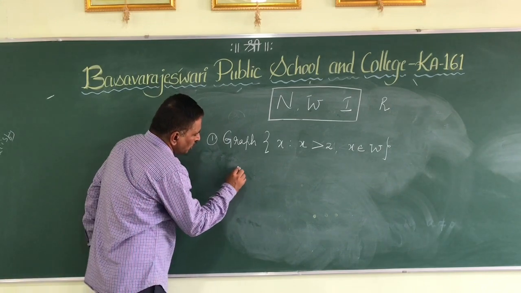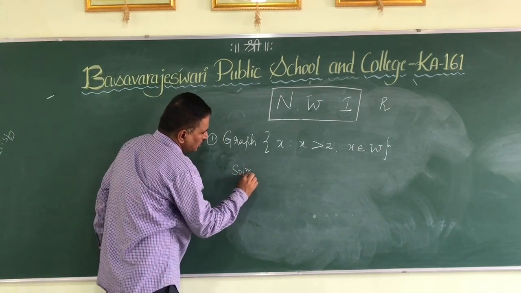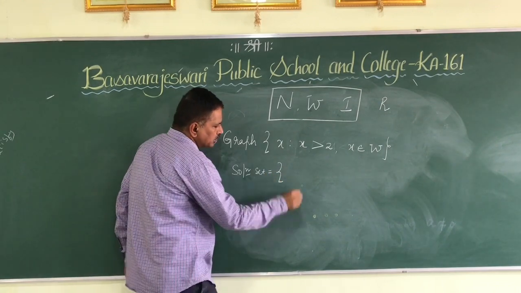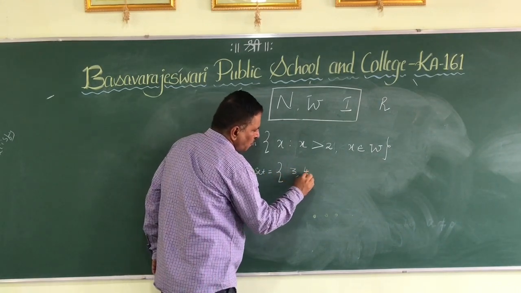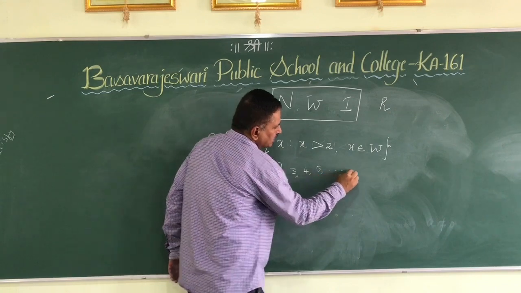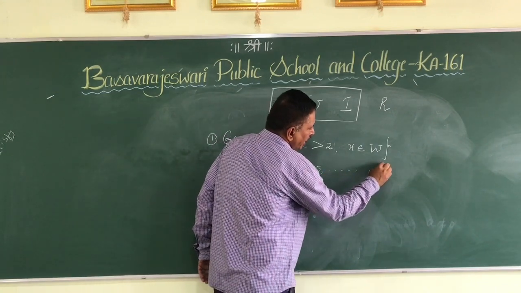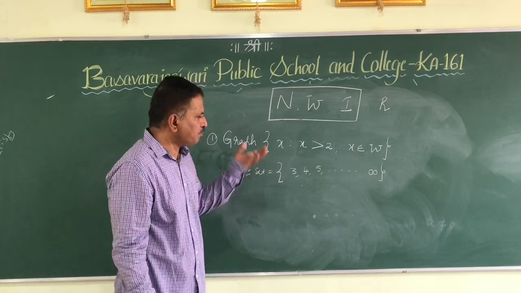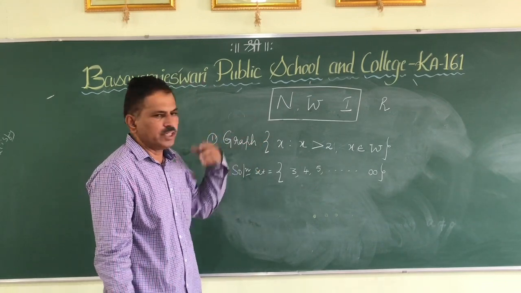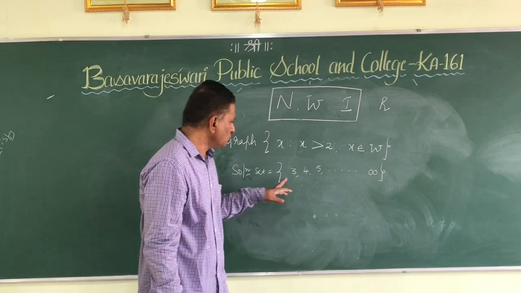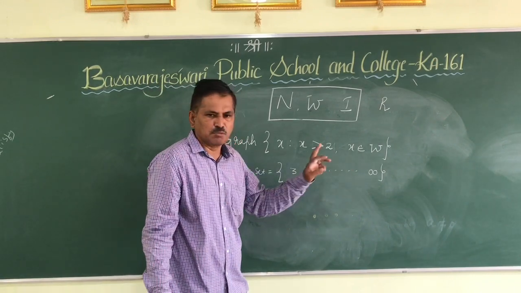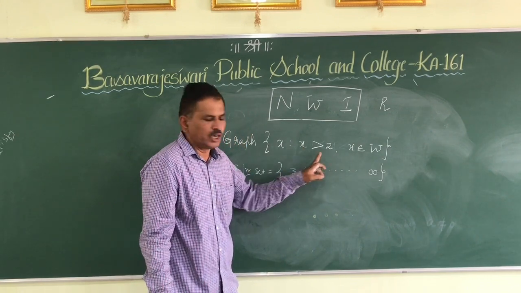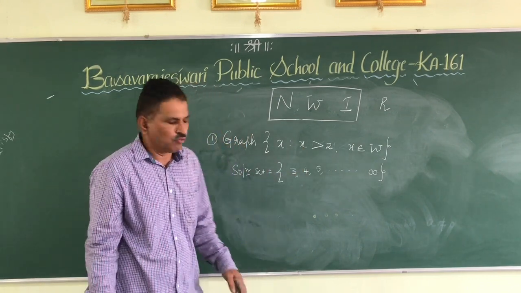So therefore, the solution set. Greater than 2 means what? You can start with 3, 4, 5, and so on up to infinity. Endless, because as we know the counting numbers are endless, thereby whole numbers are also endless, even the integers are also endless. So 3, 4, 5, up to infinity, because x is greater than 2. So greater than 2 means it starts with 3, 4 up to infinity.